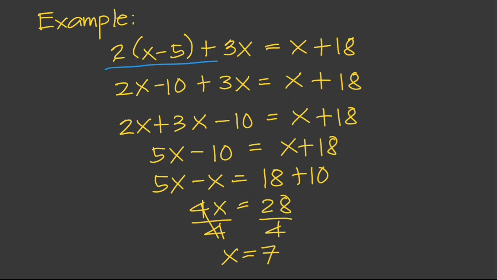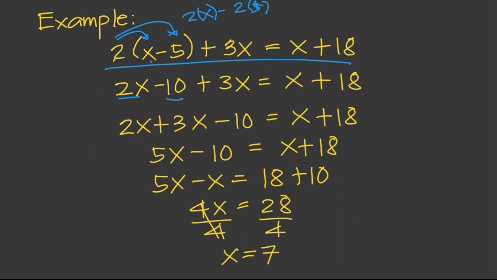Another example. In this case, we have an expression inside a parenthesis, so we need to get rid of the parenthesis first. So we distribute 2 to x minus 5. So this would become 2x minus 2 times x minus 2 times 5, plus 3x equals x plus 18. So it will be 2x minus 10 plus 3x equals x plus 18.